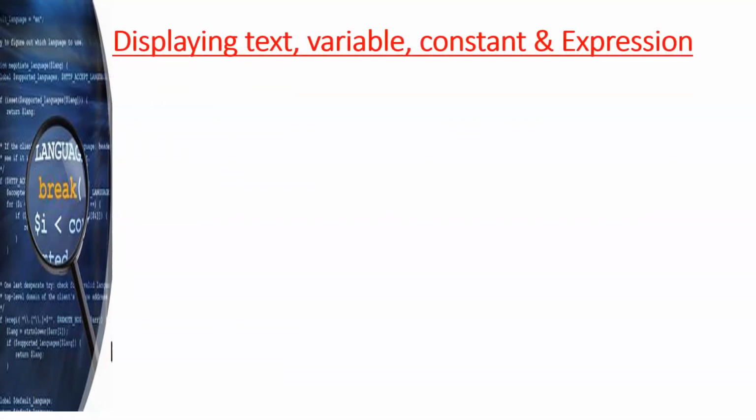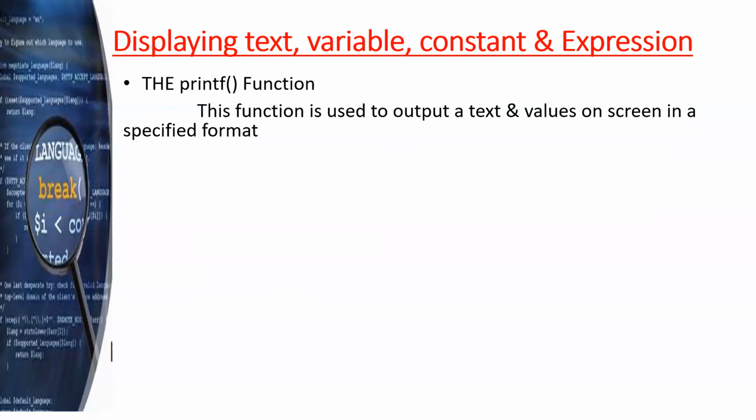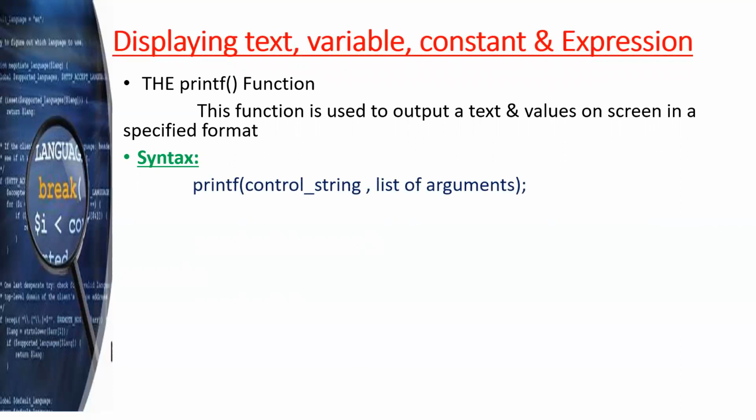The next is when you want to display text, variables, constants, and expressions, you will use the printf function. The printf statement is the most commonly used in C language when you write programs. This function is used to output text and values on screen in the specified format. The syntax is printf, small bracket, control_string, comma, list of arguments.